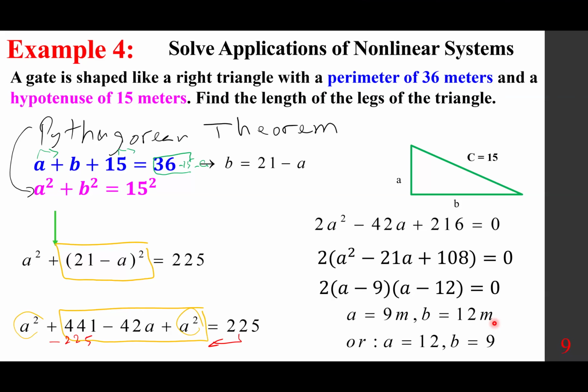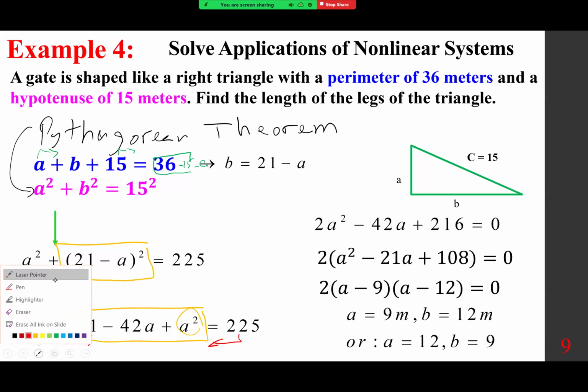And you can check. If you go with 9 and 12, 9 and 12, 21 and 15 is 36. 9 squared is 81, 12 squared is 144, 15 squared is 225. So when you add them up, you do get that. So you really have to check always to be on the safe side.